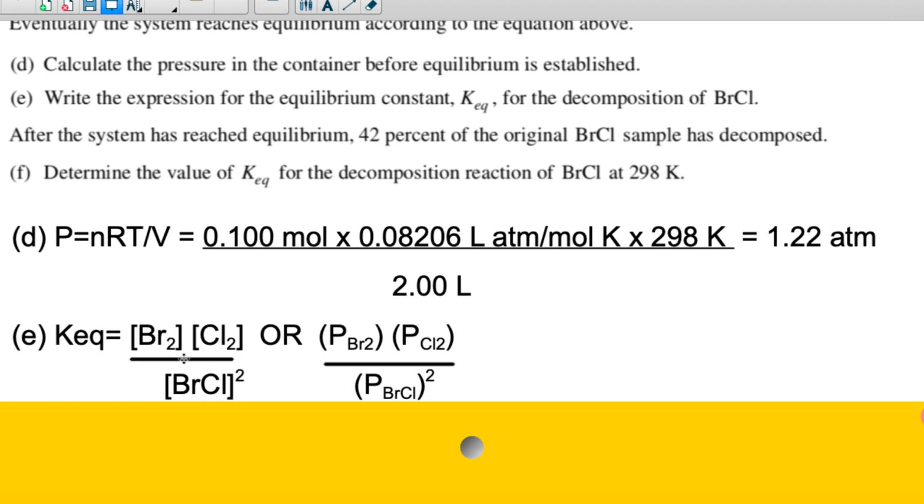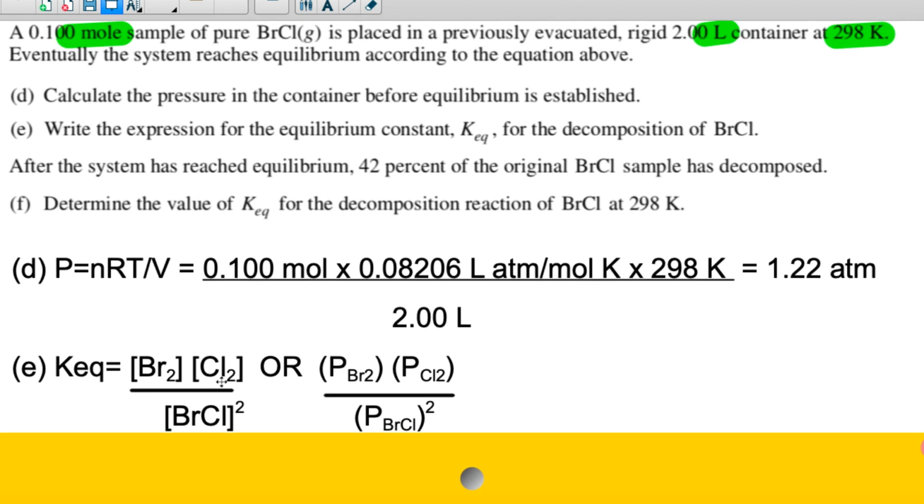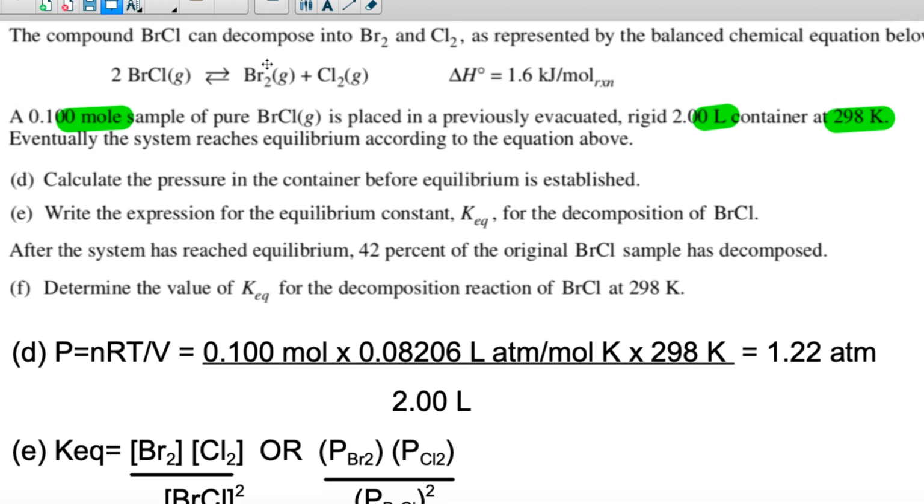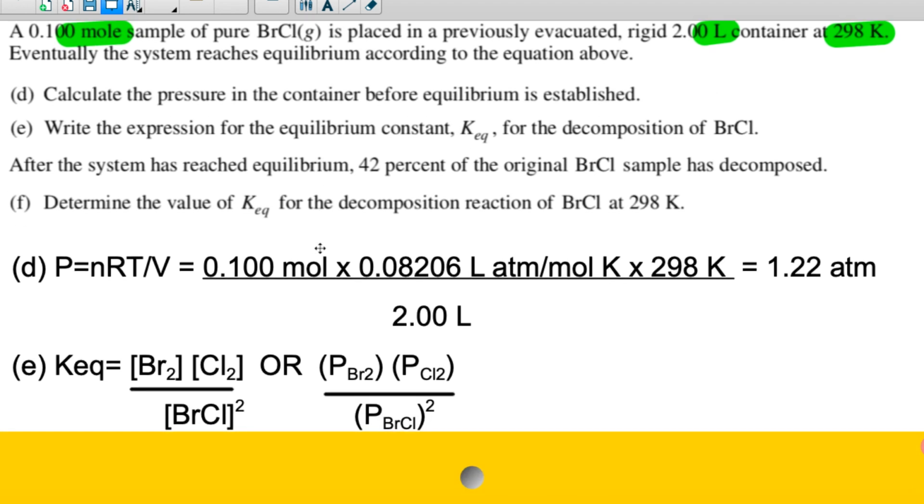The equilibrium expression would be the bromine concentration times the chlorine over BrCl squared. And that just comes from this equation. You have the products over the reactants. Whatever the coefficients are become the exponents. Or conversely, you could have used pressure: the pressure of the bromine, the pressure of the chlorine, over the pressure of the bromine chloride squared. Same thing, except instead of molarity, you use pressures.